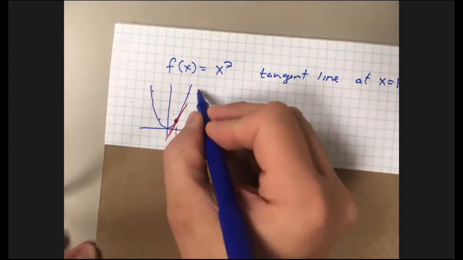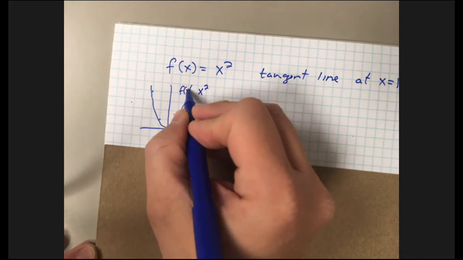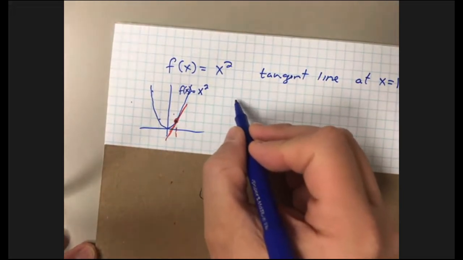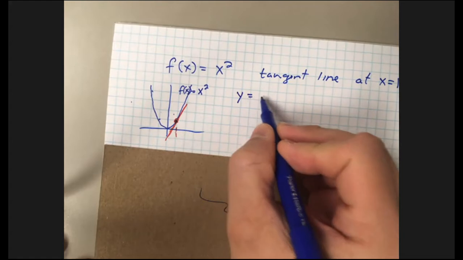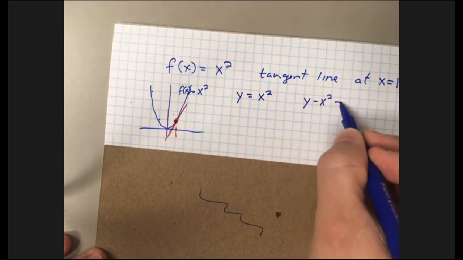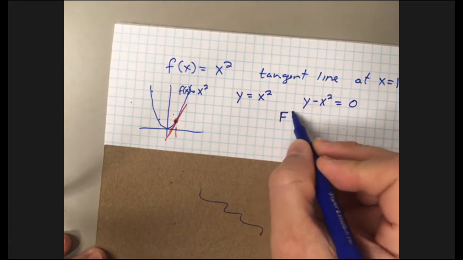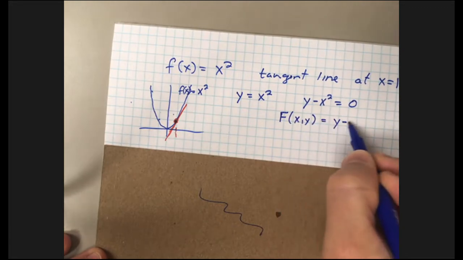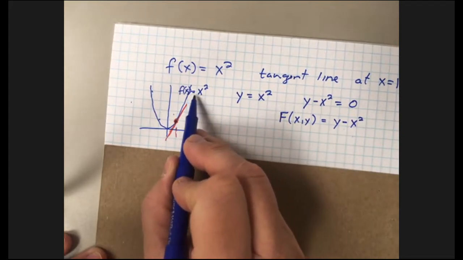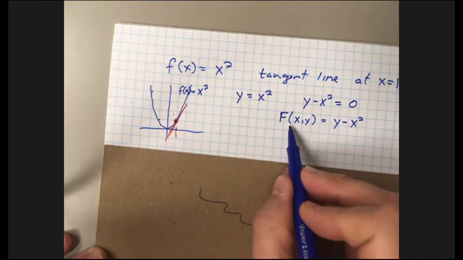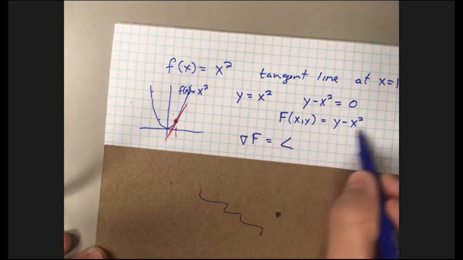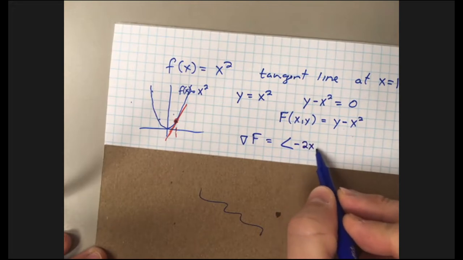Well, first, I have to visualize this function, f of x equals x squared, as a level curve. It is a level curve. This is the level curve y equals x squared, or y minus x squared equals 0. So I invent a new function, capital F of x and y, and the function is y minus x squared. And this parabola, f of x equals x squared, as a real valued function of a real valued variable, is now a level curve of a real valued function of a vector variable. So now I perform the gradient and I get minus 2x and 1.